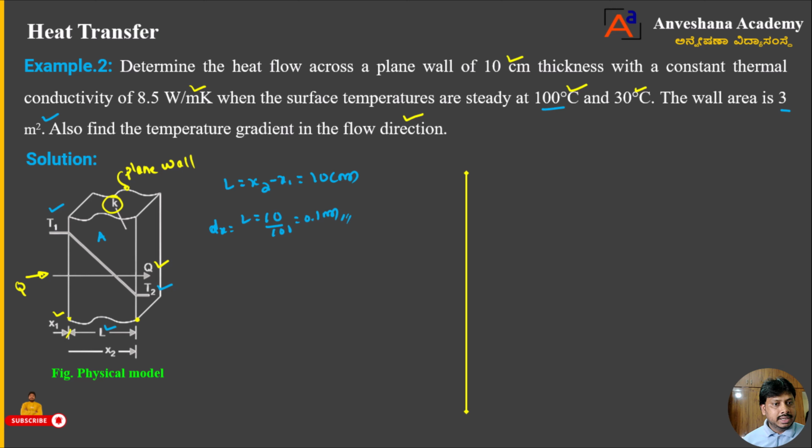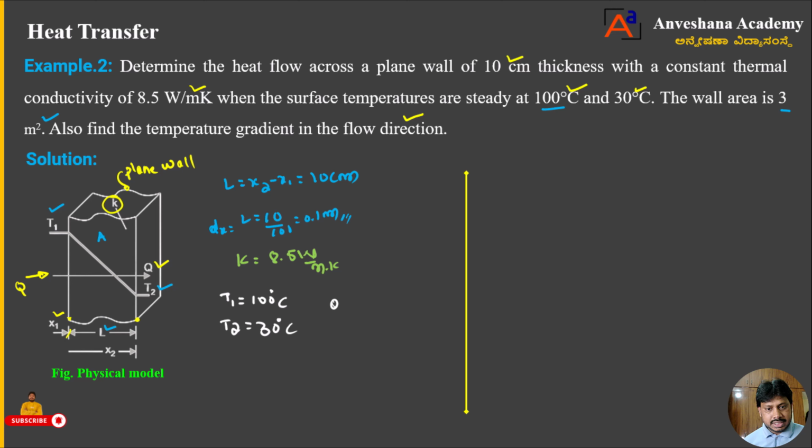Fine. Next, he has given thermal conductivity. How much has he given, dear students? That thermal conductivity is represented as small k, which is equal to 8.5 watt per meter Kelvin. Next, the surface temperature. How much has he given? You can see here, T1 is 100 degree Celsius. Then T2 is equal to 30 degree Celsius, dear students.